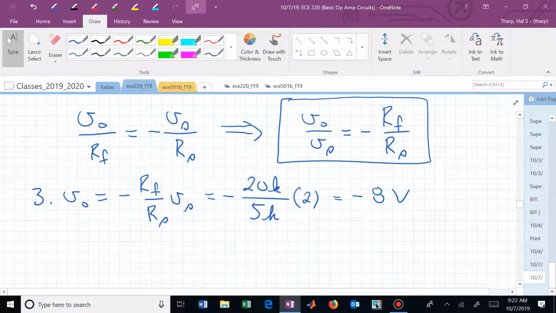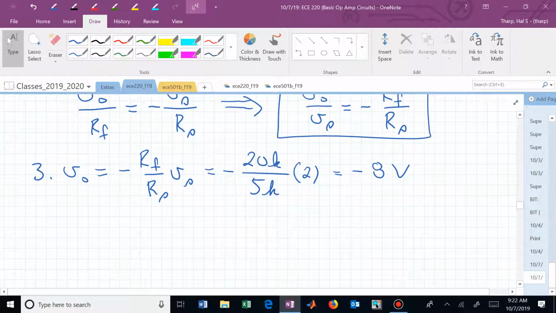Are we finished? The output voltage is minus 8 volts. Is it? What's our final step in the analysis of these op-amp problems? We made an assumption. We assumed that our op-amp was operating in its linear operating range. Step 4 says check to see if that still remains true. Is this voltage now outside or beyond our supply rail voltages? That's step number 4. Step number 4 says we need to check.